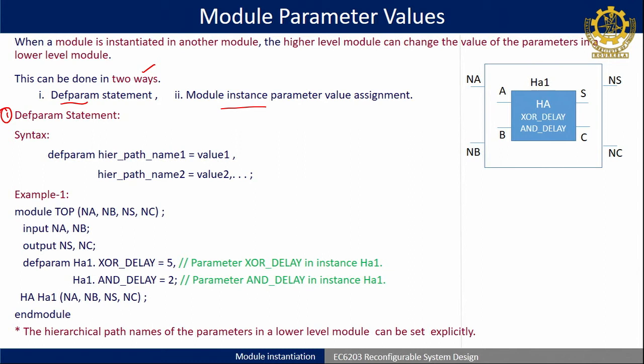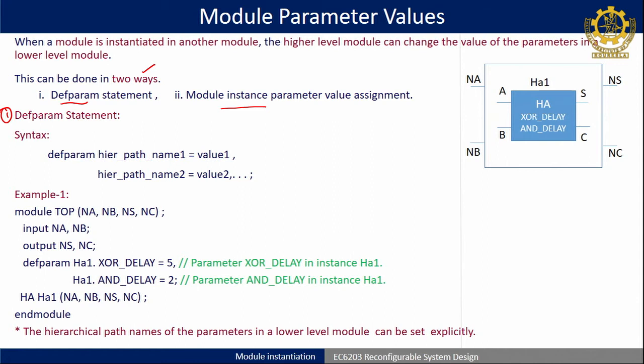Then I will give equal to, and I have to give a value for it. Earlier it was 1, I want to make it 4, then I can give 4. Similarly, you can specify multiple parameters separated by comma and finally, you put a semicolon. If you want to put one defparam per line, that is also allowed. So, now we will go with the example.